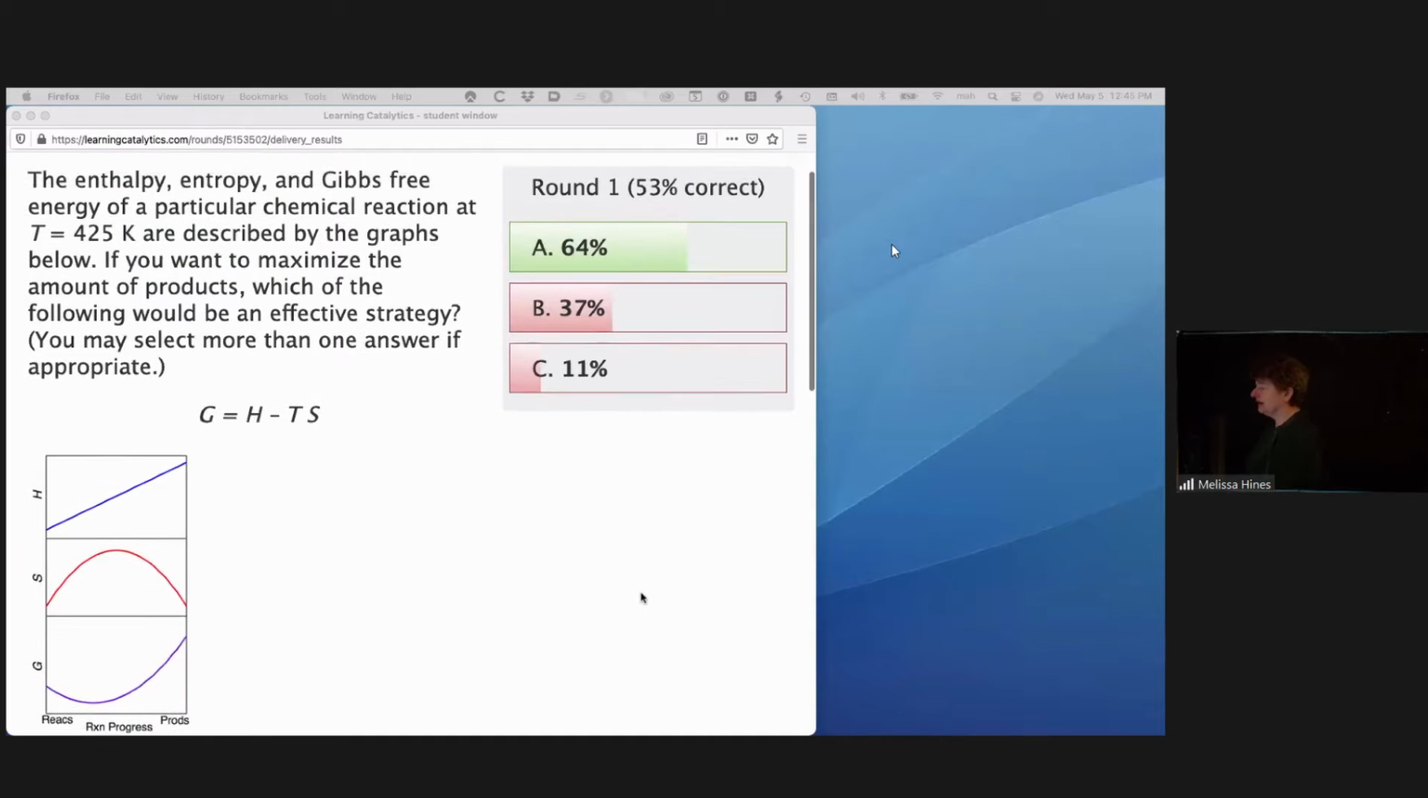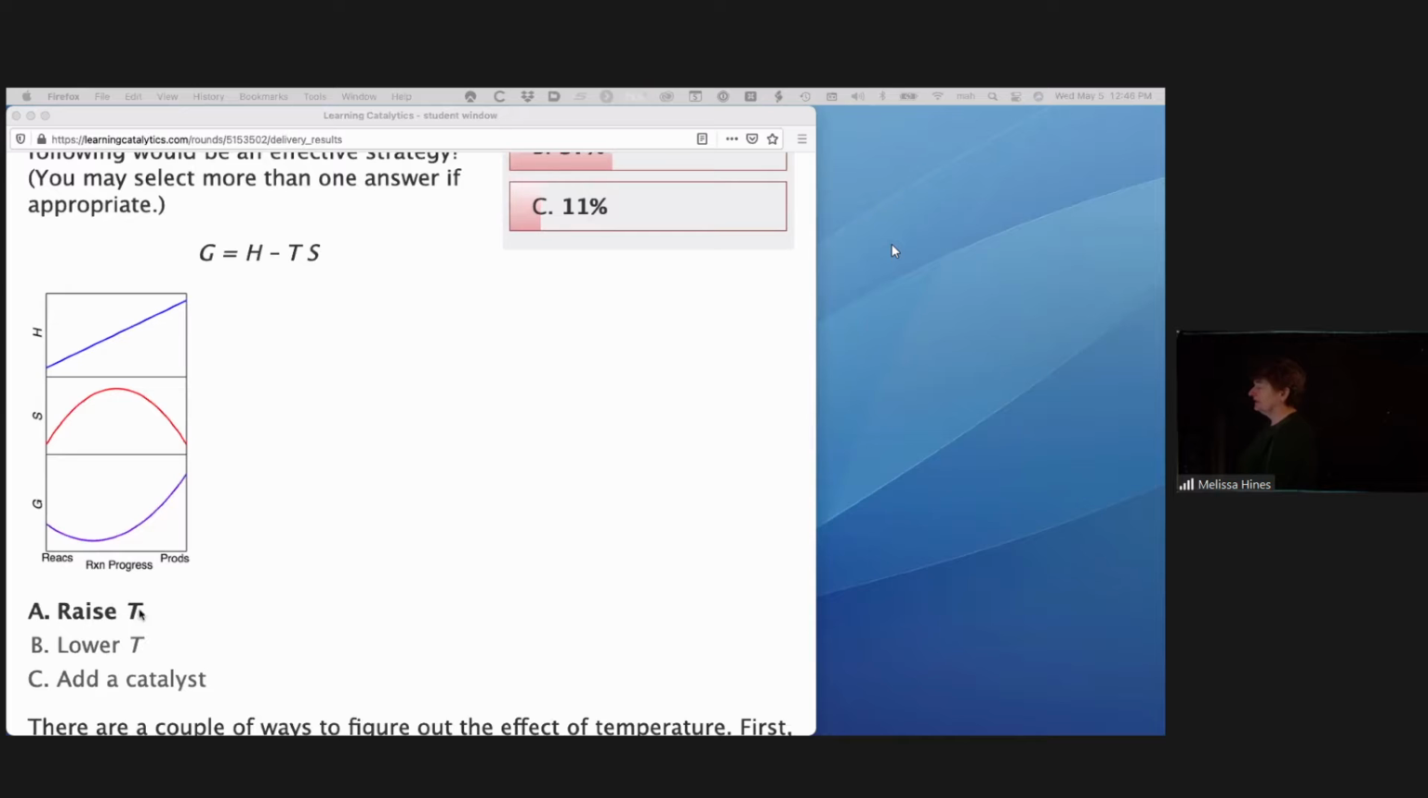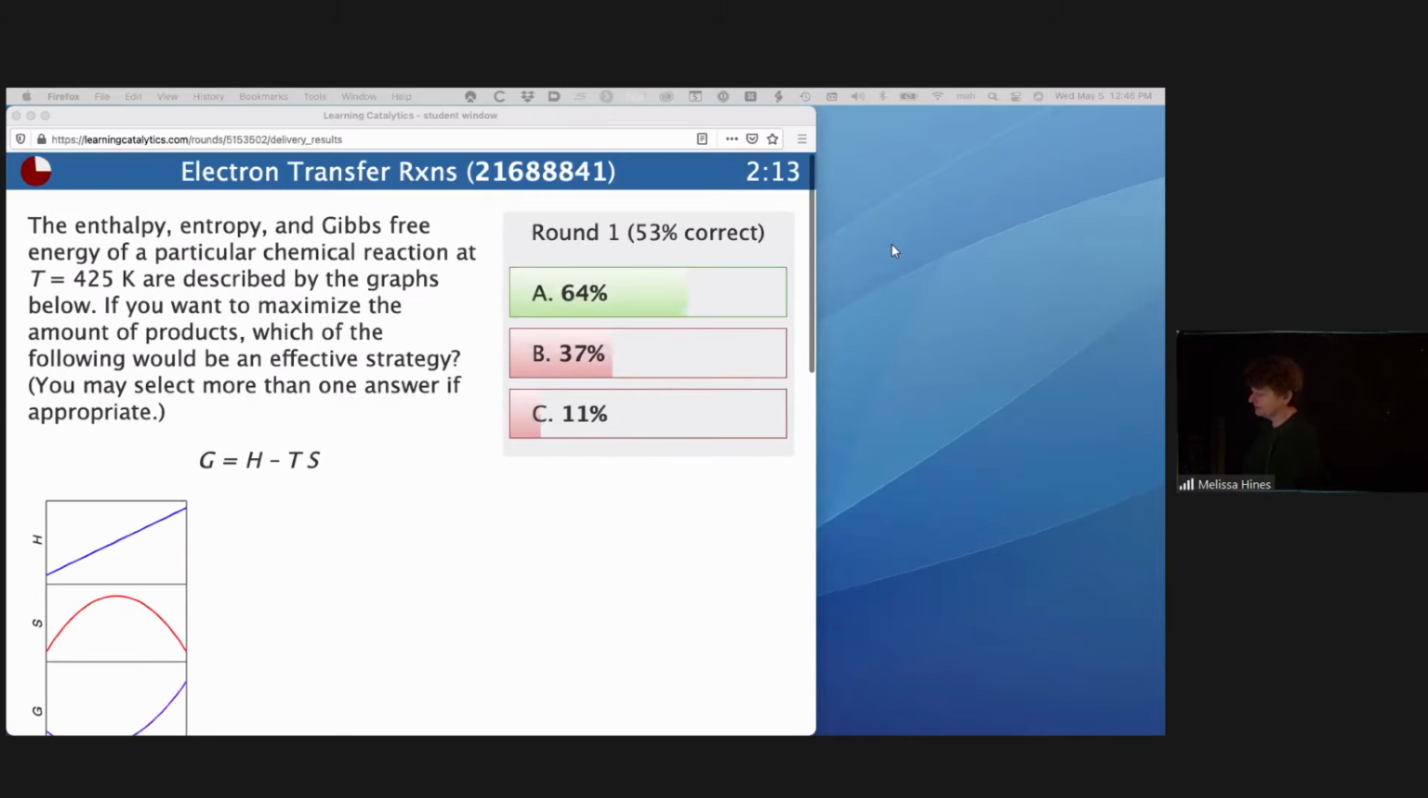Now, how are you figuring this out? Well, equilibrium is going to be right here at 425 Kelvin. If you want to go more towards the products, you want to shift towards the maximum of entropy, and you will go to the maximum of entropy as temperature increases. So you want to increase the temperature to shift more towards the maximum of entropy. If you lowered the temperature, you would shift towards the minimum of the enthalpy. Adding a catalyst is a red herring. Remember, catalysts only affect kinetics. They have nothing to do with the equilibrium point, which is what thermodynamics is concerned with.